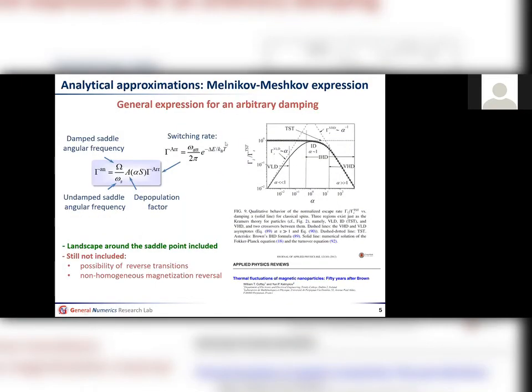Some of these drawbacks were corrected by Melnikov and Meshkov in 1986. They have obtained a general expression for an arbitrary damping. It was really a big success, solution of the famous Kramers problem. They could compute the flux over the saddle point, and this led to the introduction of this factor, the depopulation factor, and to these two factors, damped and undamped saddle frequency. So the landscape around the saddle point is fully included. What still is missing in this analytical approximation is obviously again the possibility of reverse transitions and non-homogeneous magnetization reversal. But this is still the analytical standard to be compared with.